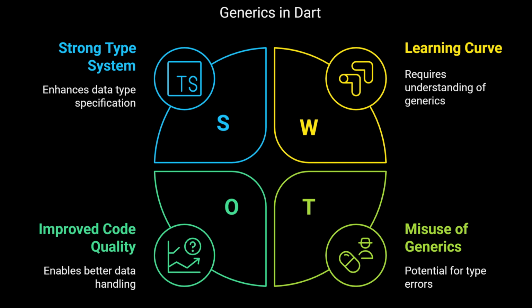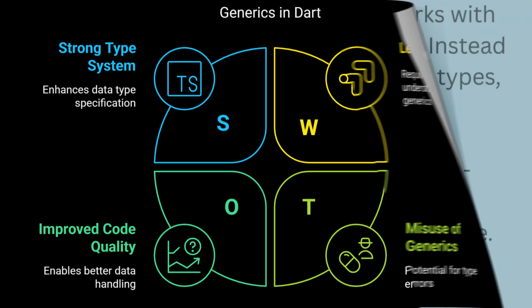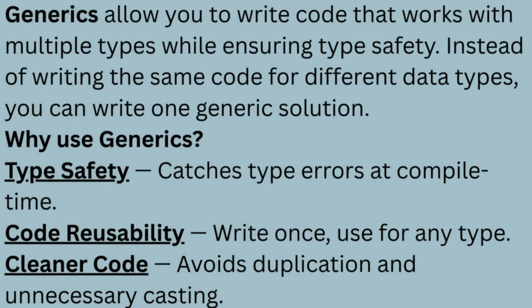The type system tells what a value is, but generics tell what types are allowed inside a structure or component. Generics allow you to write code that works with multiple types while still making sure everything stays type-safe. In other words, your code becomes flexible, but without losing the benefits of Dart's type checking. Rather than writing the same function or class for each data type, you can write one generic solution that works across different types. Simple, reusable, and safe.